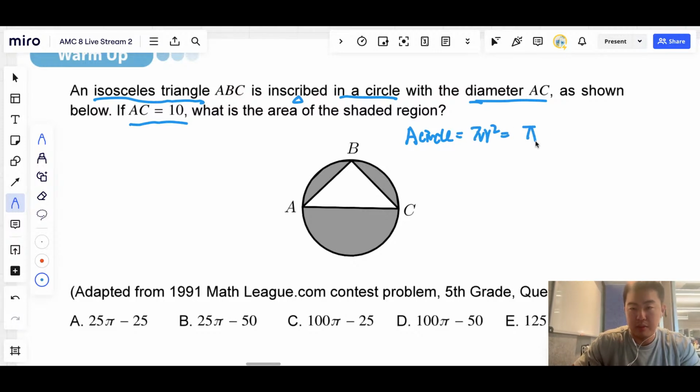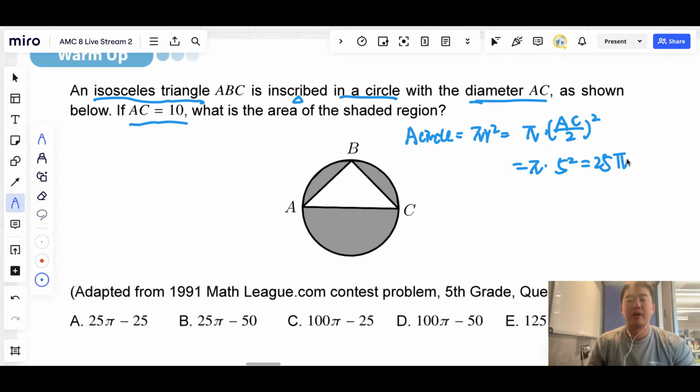So it's pi times, we know the diameter is 10, so it's AC divided by 2. Diameter divided by 2 gave us the radius. So that's pi times 10 divided by 2 is 5. So 5 squared, which is 25 pi. Okay, so that's the area of the total figure.